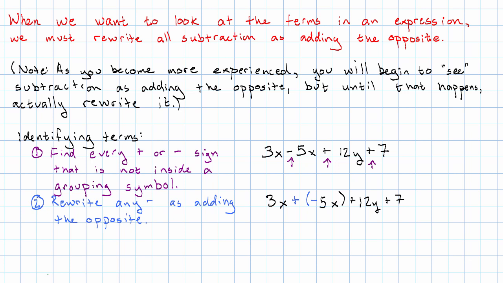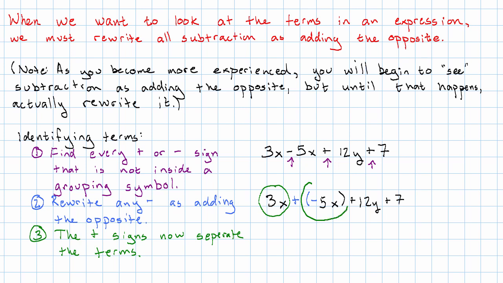Once we've done that, the plus signs now separate the terms. So my first term is this 3x. My second term is this negative 5x. My third term is 12y. And my fourth term is 7. I have a 3x, a negative 5x, a 12y, and a 7.